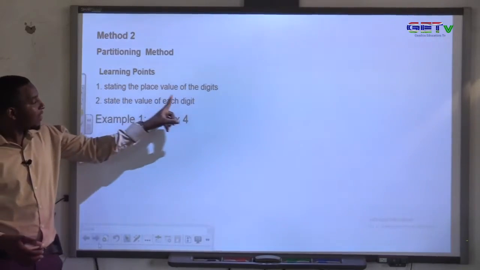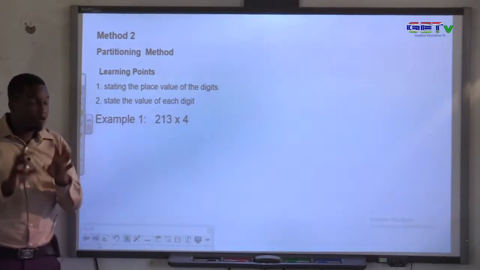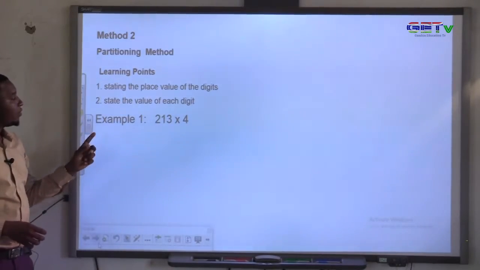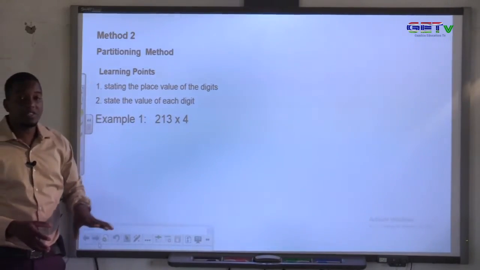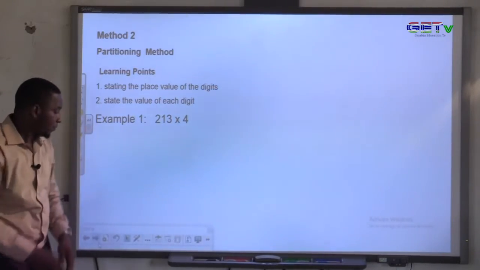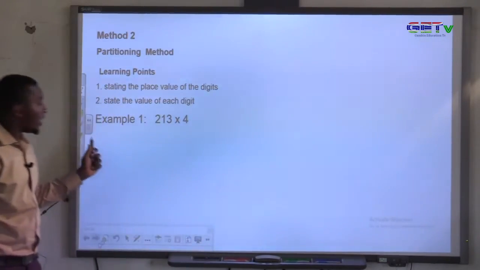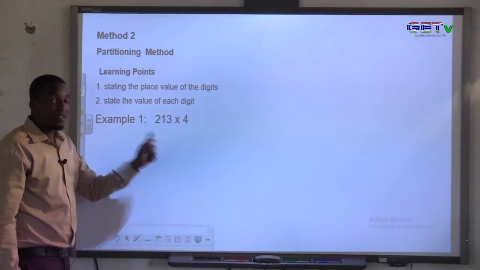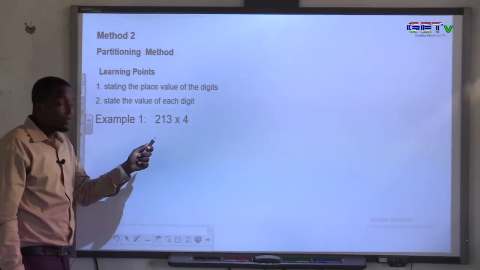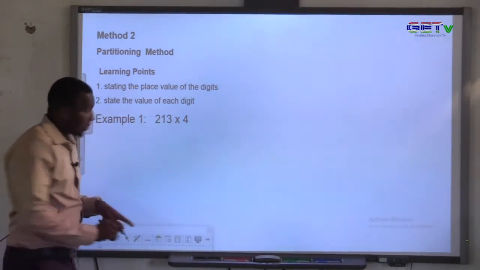Like the first learning point that we have here, stating the place value of the digits. We need to know the place value of the digits that are given. Again, the second one, we state the value of each digit. We are going to state the value of each digit and also its place value. So, the first example that we have is 213. If you can remember, we had the same example in the first method. 213 multiplied by 4.